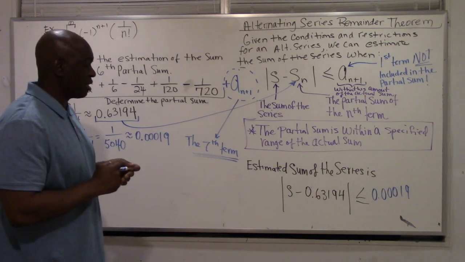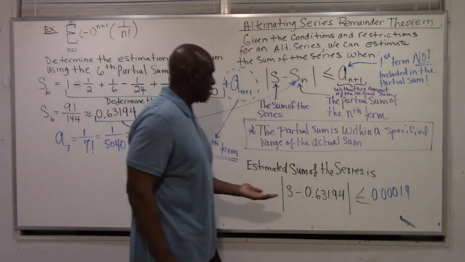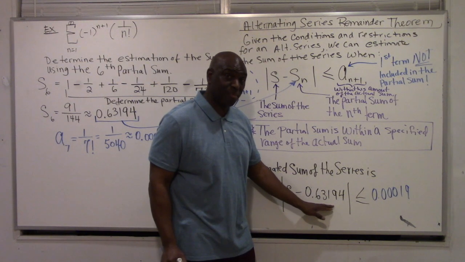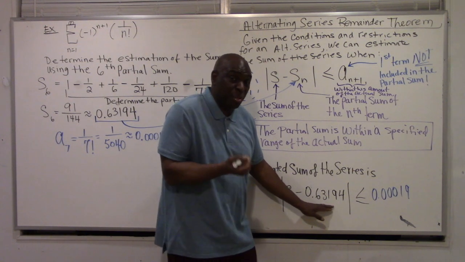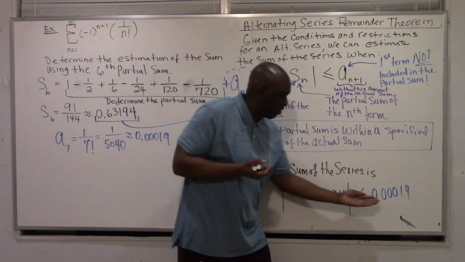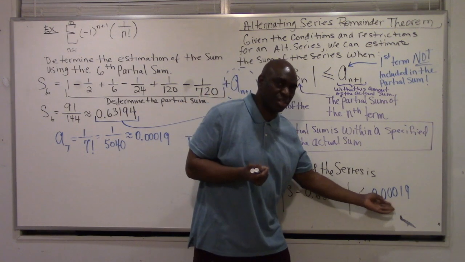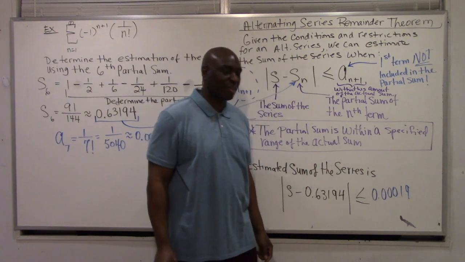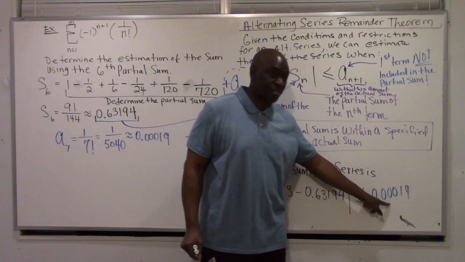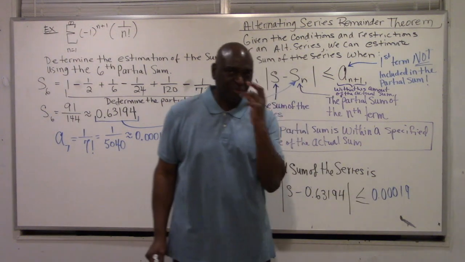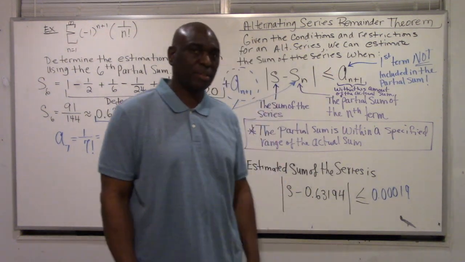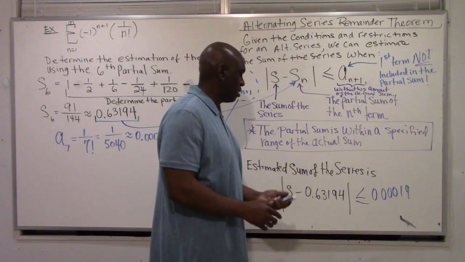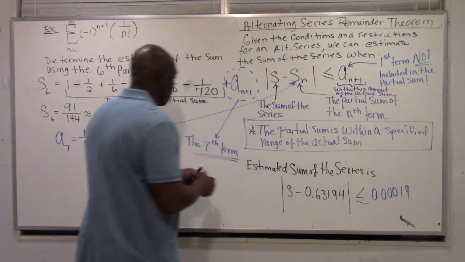Because what this tells us, ladies and gentlemen, is that our estimation after finding the sixth partial sum puts us within this amount of the actual sum of the whole entire series. With the sixth partial sum, this is how close we are to the actual value of the series. That's not bad. That's really great.